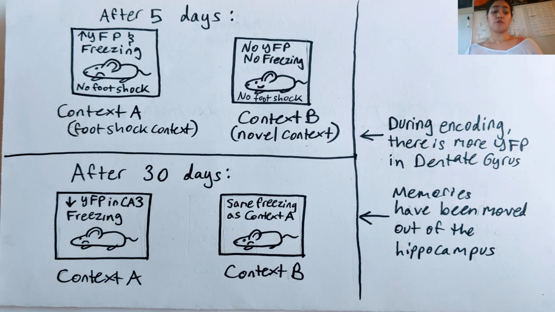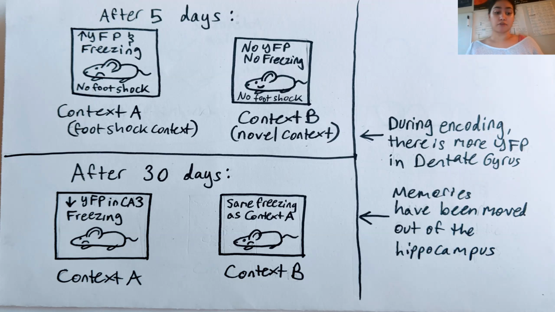The effects of remote versus recent exposure to the context was also tested. After 30 days, mice froze in similar ways in both contexts A and B. In the dentate gyrus, the number of co-labeled immediate early gene and fluorescent protein cells did not change between the 5-day wait and the 30-day wait, but the cornu-ammonis subfield 3 had a decreased number of these fluorescing cells in the 30-day wait group compared to the 5-day wait group.